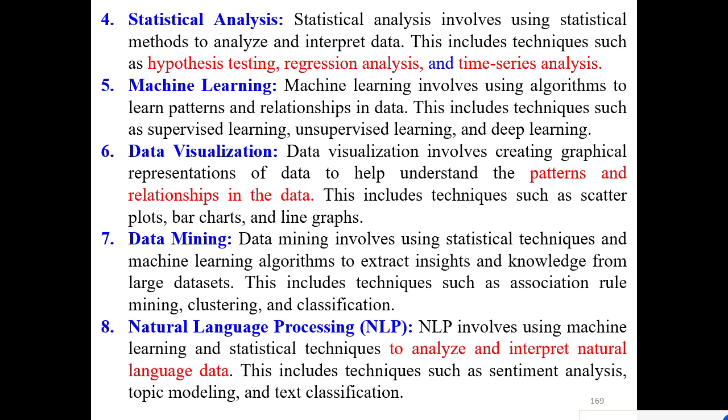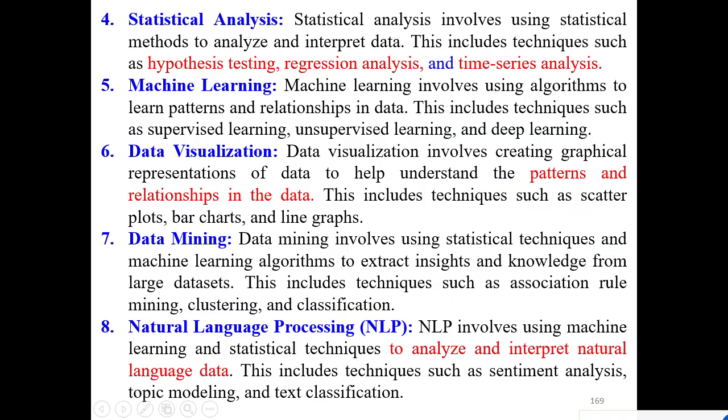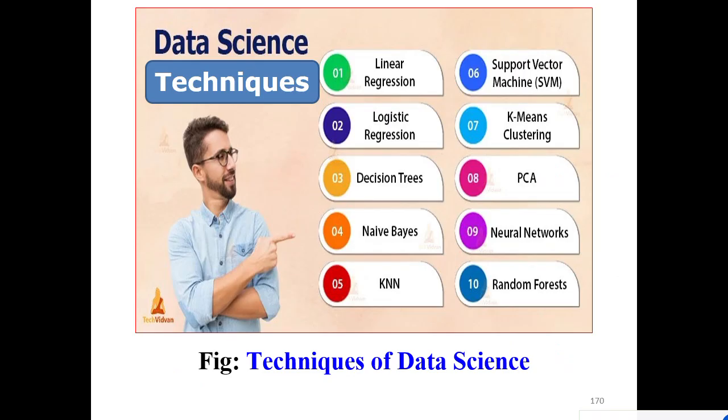Then natural language processing is one more common technique of data science. It involves using machine learning and statistical techniques to analyze and interpret natural language data. The study of different languages, the study of linguistics, is called natural language processing. This includes techniques such as sentiment analysis, topic modeling, and text classification, etc. So these are the eight common techniques.